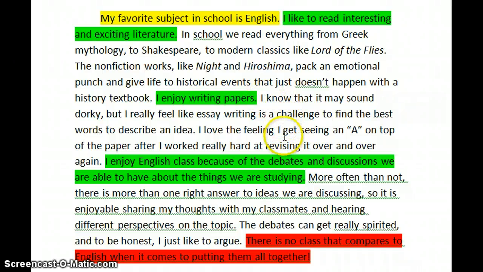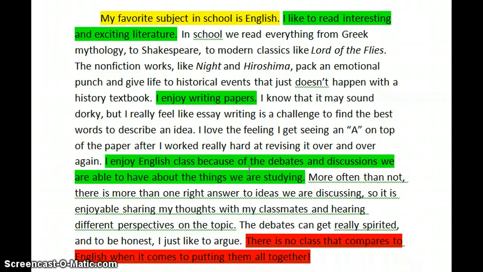So we have two sentences here that are letting the personality of the writer show through that really explain why they enjoy writing papers. And then we move on to our final general statement. "I enjoy English class because of the debates and discussions we are able to have about the things we are studying." And then we have two supporting sentences that are going to explain what it is about debates and discussions that this person enjoys.